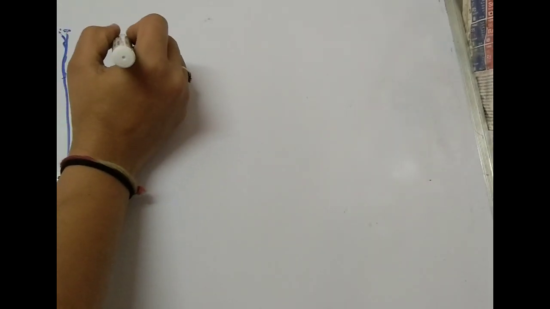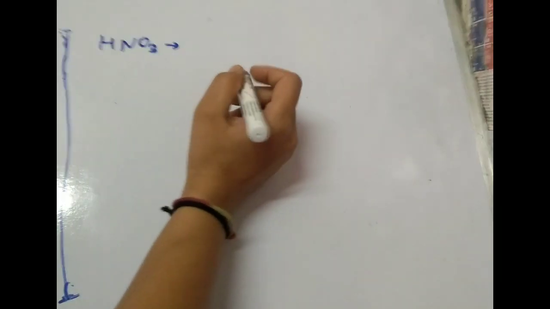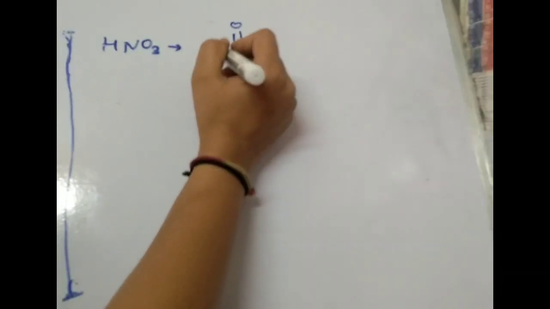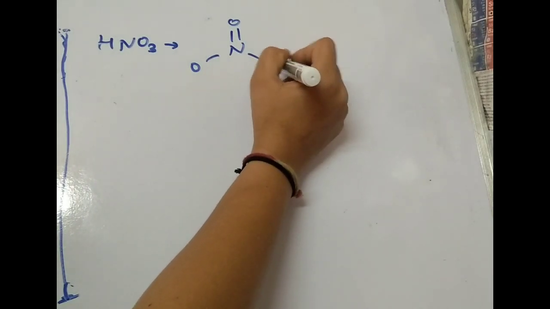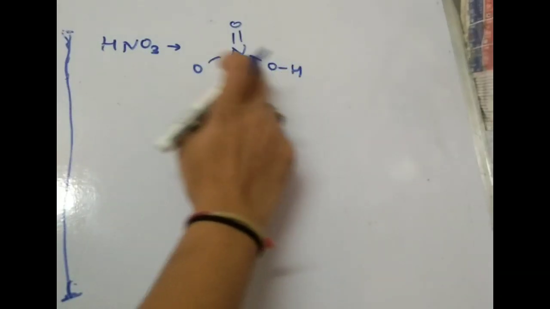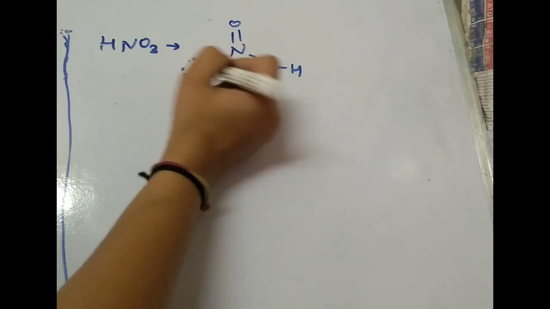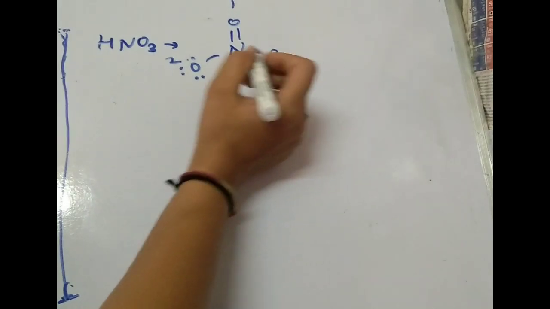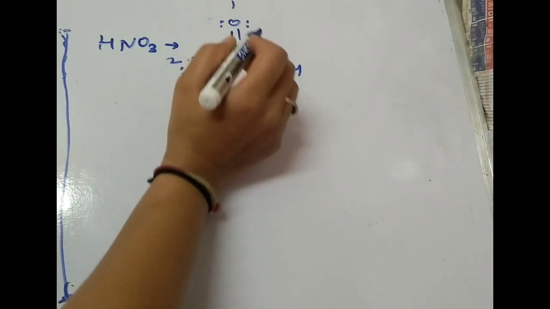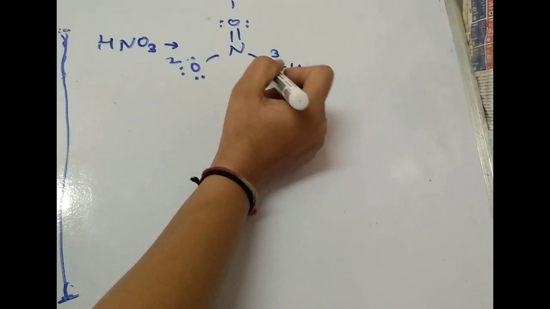The first example is nitric acid, HNO3, where we can write the structure with N, oxygen, and hydrogen. In HNO3, we write this oxygen as having lone pairs of electrons and name them 1, 2, and 3. This one has 2 lone pairs of electrons, and this one is also having 2 lone pairs of electrons.